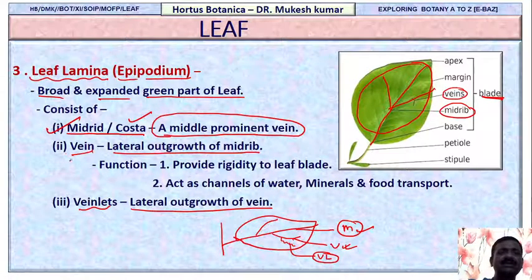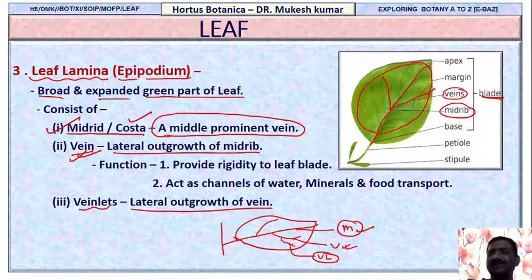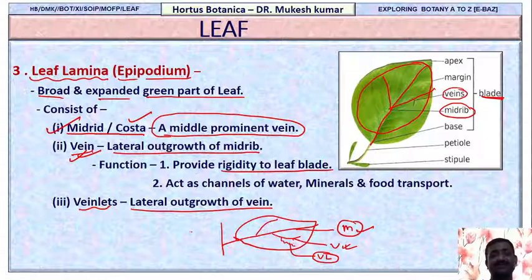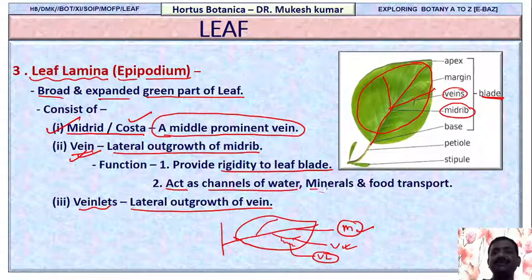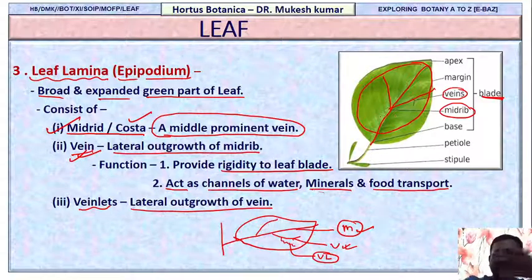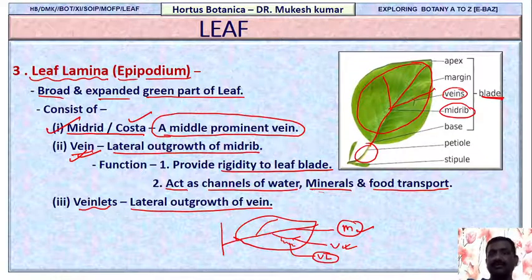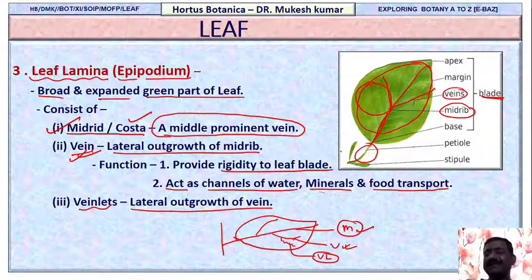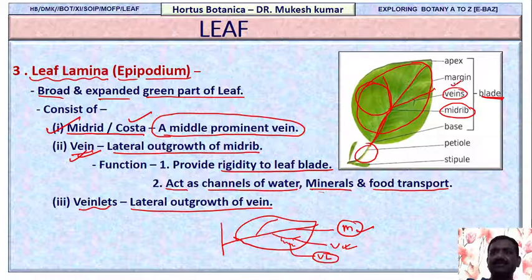So what is the work of the vein? This part plays a very vital role. First, they provide rigidity to the leaf blade. Second, they act as channels of water, minerals and food transport, that is photosynthetic products. Here from the petiole, where will it go? It will go into the midrib, and from the midrib to the whole blade or lamina, who will transport? Yes, they will transport it only through the veins.